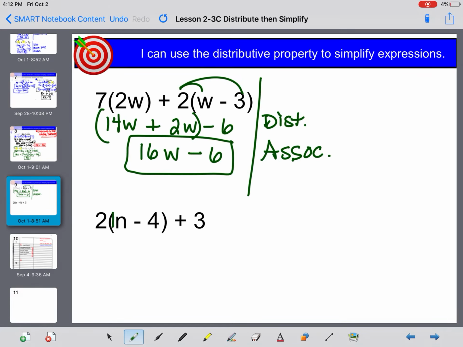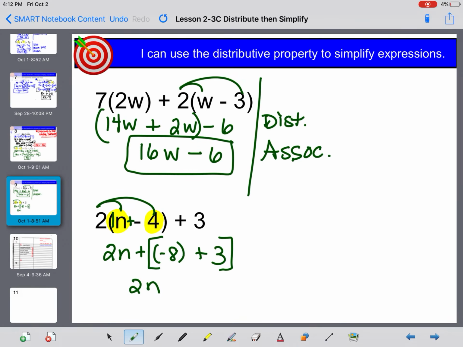Okay, the next one, this is 1n. I see that this is the distributive property, so each term in the parentheses will be multiplied by 2. 2 times 1n is 2n, and then I'm going to change that to adding the opposite, adding negative 4. 2 times negative 4 is negative 8 plus 3. Then I'm going to combine my like terms of negative 8 plus 3, 2n plus negative 5, or 2n minus 5. Either one of these answers is acceptable.